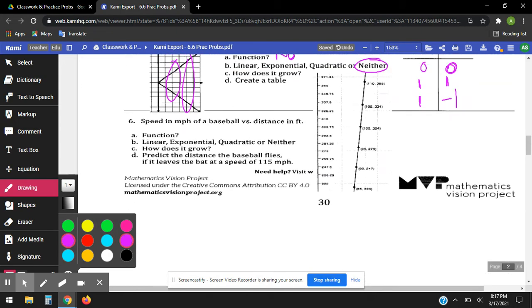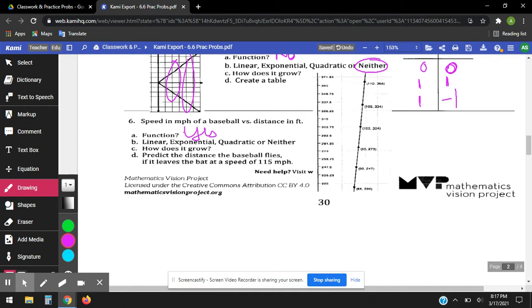All right, speed in miles per hour of a baseball versus distance in feet. So it looks like I kind of have a chart over here, maybe a graph going on. So it looks like it's a function. There's only the one line there. So I'm going to go ahead and put yes.